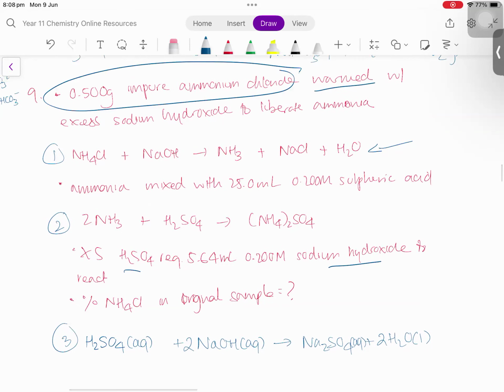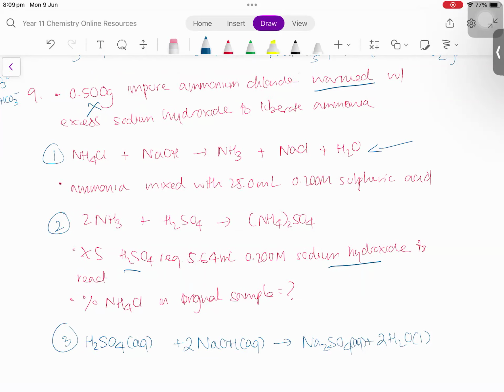0.5 grams impure ammonium chloride. Read the question carefully. It is not ammonium chloride. It is impure ammonium chloride. Is the entire 0.5 grams ammonium chloride? Yes or no? No, it's not. So therefore, can you do mass over molar mass with it? No, because it's a mixture of a bunch of different things. If you want to use a number, it has to be the number for one chemical exactly. You cannot use the 0.5. We're not going to start here.